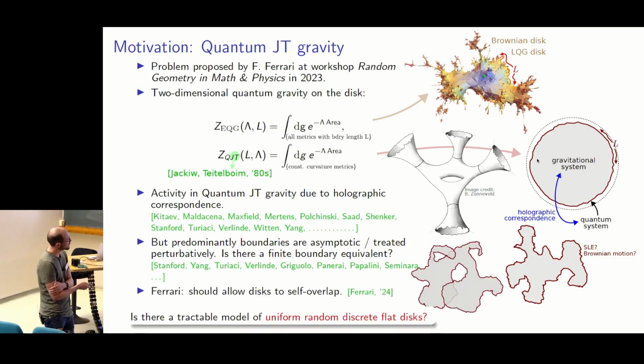But Frank Ferrari recently proposed that no, we should be looking at the most general class of flat or hyperbolic metrics on disks that upon immersion correspond to self-overlapping curves in the plane. And he asked whether there is a tractable notion of discrete random flat disks. And so these rigid quadrangulations are an example of these.